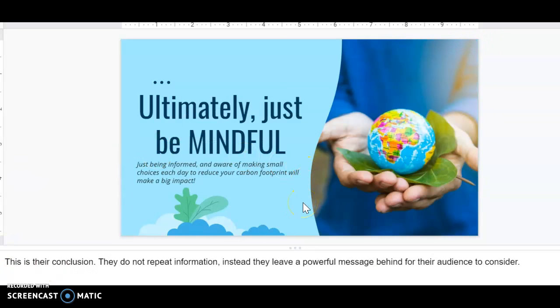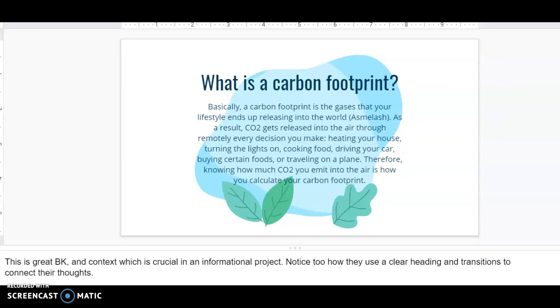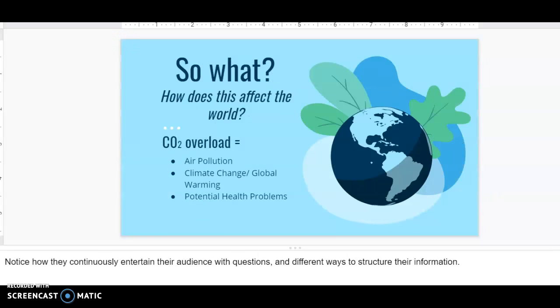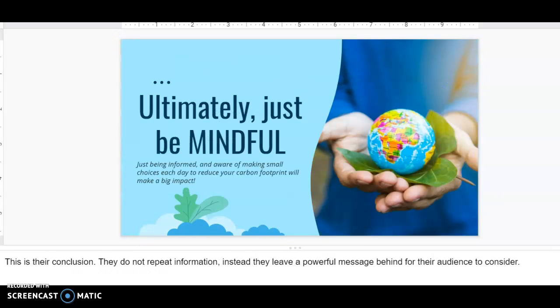Then back here we have one more, so ultimately just be mindful. So it's kind of answering that original question. So first we know what a carbon footprint is, but down here it's the so what, how does this affect the world, and what can I do? It answers that finally by saying be mindful. Just being informed and aware of making small choices each day to reduce your carbon footprint will make a big impact. So it's leaving your reader with hope. It's a nice conclusion. It wraps things up. It's not repeating itself. It's a nice conclusion.